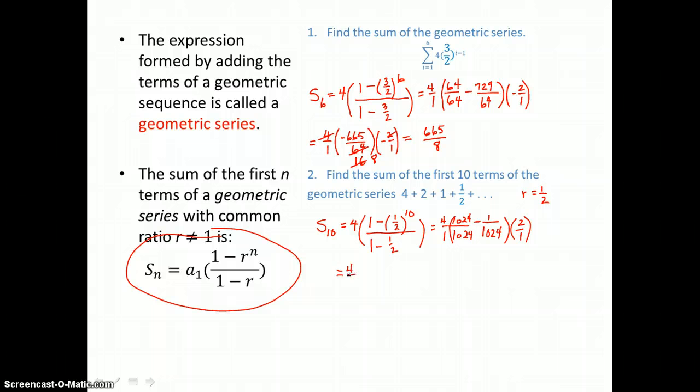So I've got 4 over 1. And in parentheses I have 1023 over 1024. And now I want to get rid of any factors alike, top and bottom. 4 goes into 1024 256 times. And 2 goes into 256 128 times. So our sum is 1023 over 128.